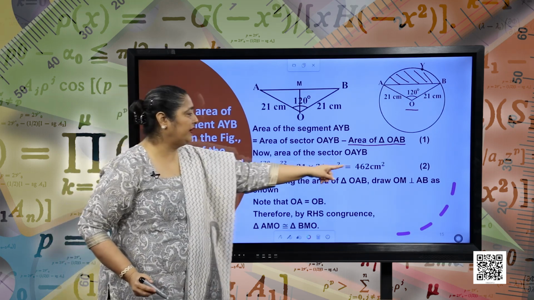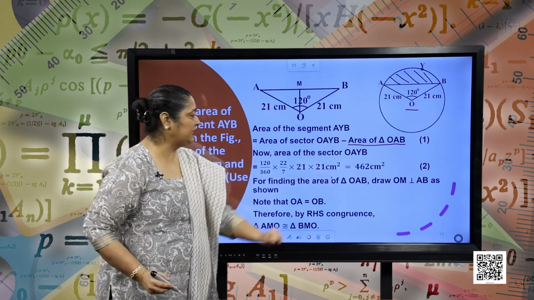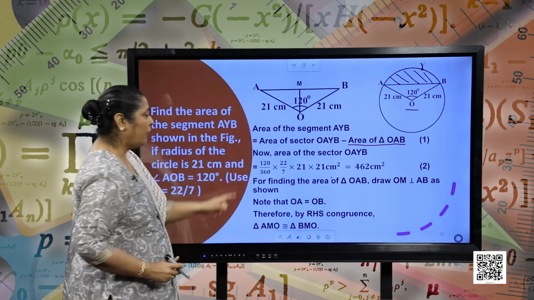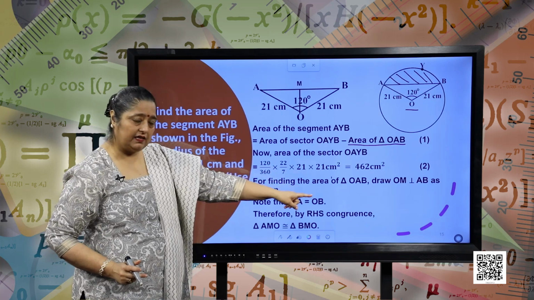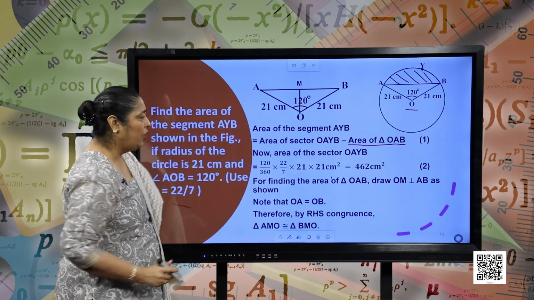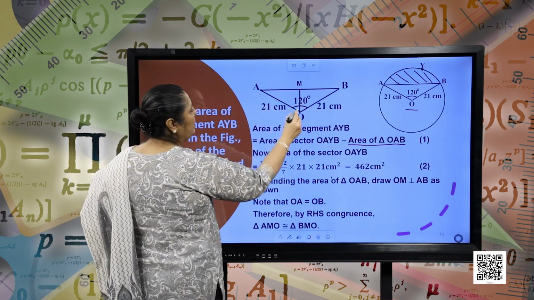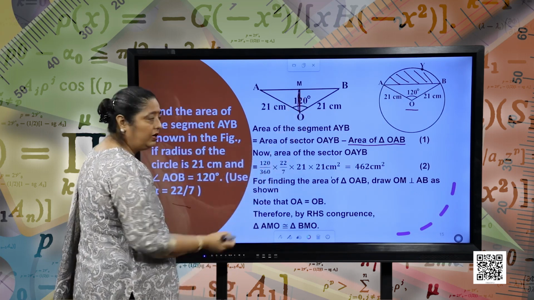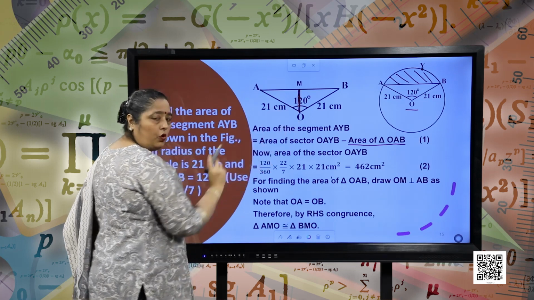Substituting and calculating, we have 462 centimeters square. This is the area of the complete sector. Now, for finding the area of the triangle, that is triangle OAB, what we need is, we draw a perpendicular OM. This is a perpendicular OM on AB from O.